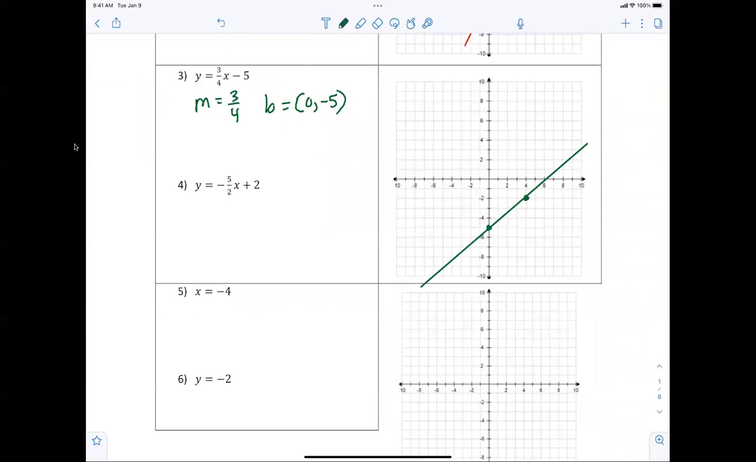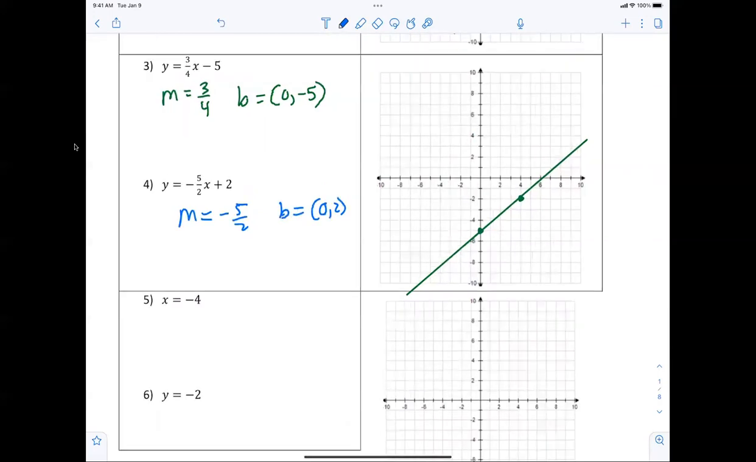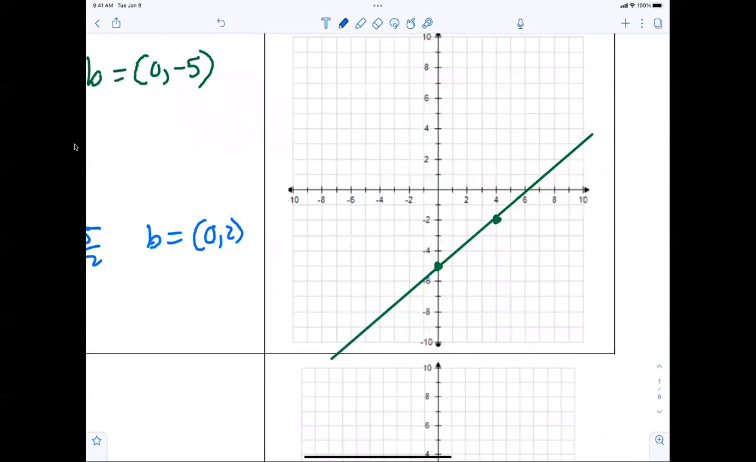Now, problem number 4. Liam, go. What do I do? M equals -5/2. B equals 0, 2. Now what do I do? You graph the 0, 2. Yep. Then what? Then you go down 5/2. You're amazing. Down 5, 1, 2, 3, 4, 5, to the right 2. And then of course we just draw that line.